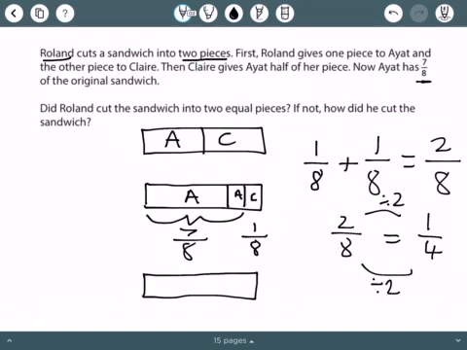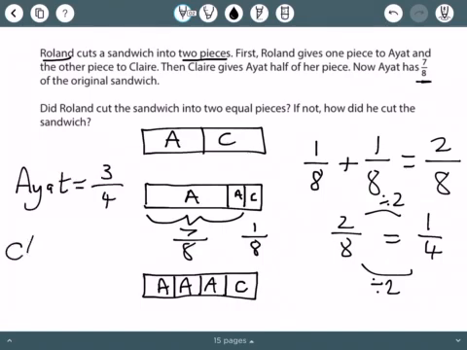So then we can go back to our original sandwich, and we know that Claire received 1/4 and Ayat, the lucky boy, got 3/4. So to begin with, Ayat had 3/4 and Claire had 1/4.